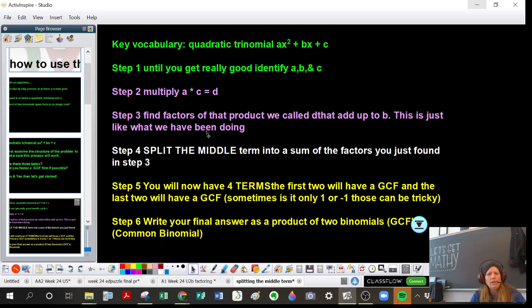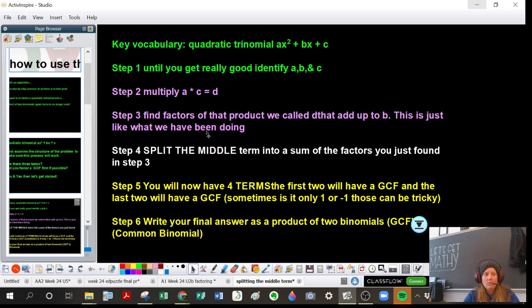Until you get really good at this skill, I do want you to take that moment to identify A, B, and C. Because sometimes students don't recognize the subtraction signs and include them as negatives in their coefficients or constants. So after you identified A, B, and C, I'm going to have you go ahead and multiply A and C. I'm going to say that product then, we're going to use the letter D to represent that.